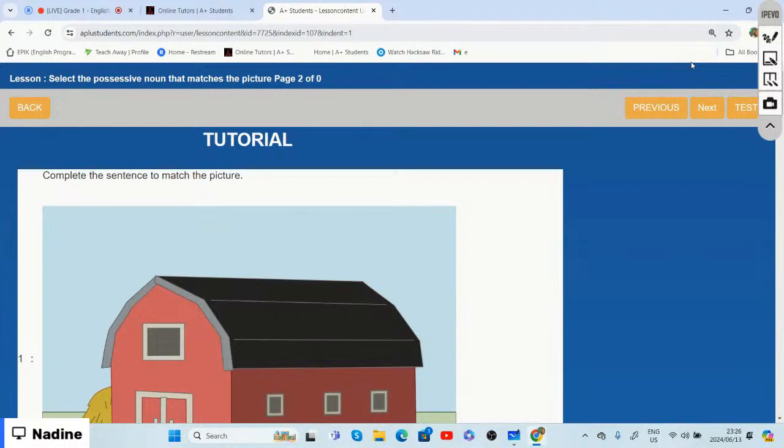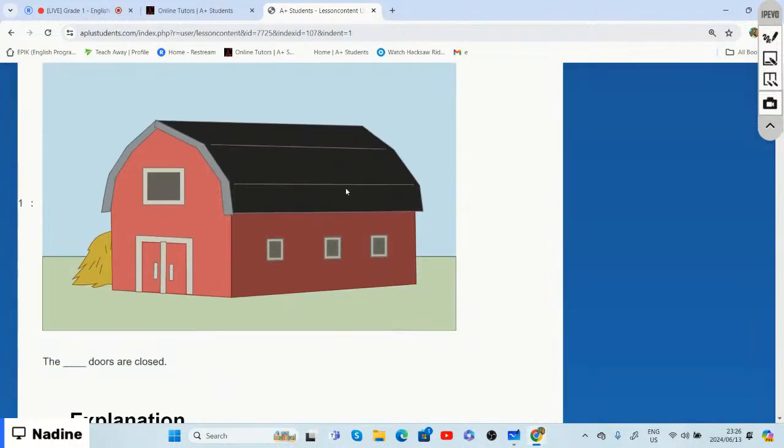All right, if we look at the next one, it says the doors are closed. The what doors are closed? If we look at this little house, what do we call this? Or what do we call this building? Or what do we call the structure? So the what doors are closed? This is the doors of the what?